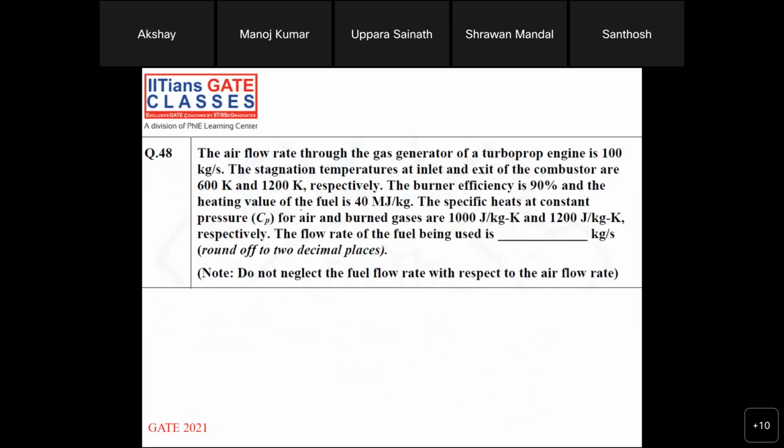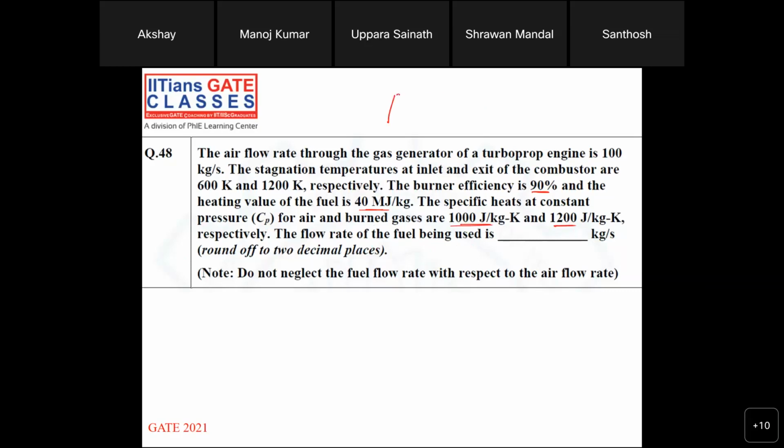Similarly, this is one more question asked in 2021 GATE. The airflow rate through a gas generator of a turboprop engine is 100 kg per second. The stagnation temperatures at the inlet and exit of a combustor are 600 and 2200. The burner efficiency is 90%, and the heating value of the fuel is 40 megajoules per kg. The specific heats at constant pressure of air and burned gas are given as Cp of air and Cp of gas respectively. The flow rate of the fuel being used. So now they are asking the mass flow rate of fuel.